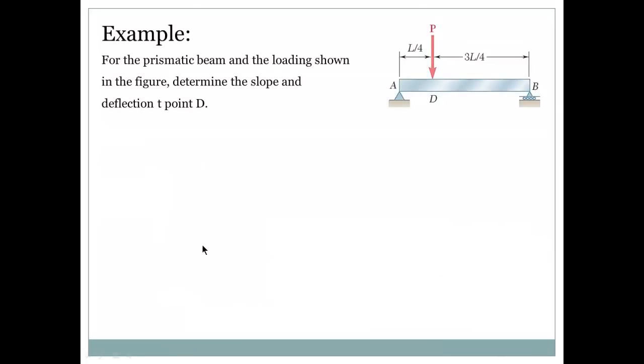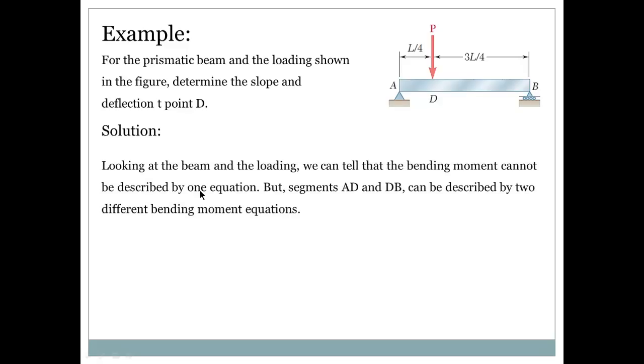For the beam shown in the figure, determine the slope and deflection at point D. The solution. Looking at the beam and the loading, we can tell that the bending moment cannot be described by one equation, but segments AD and DB can be described by two different bending moment equations.